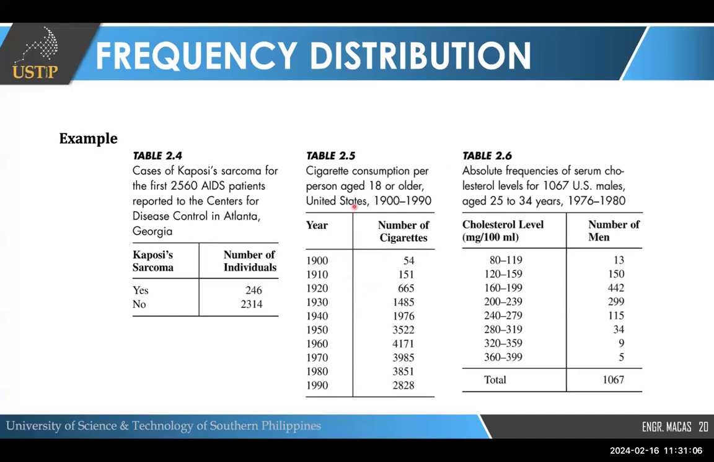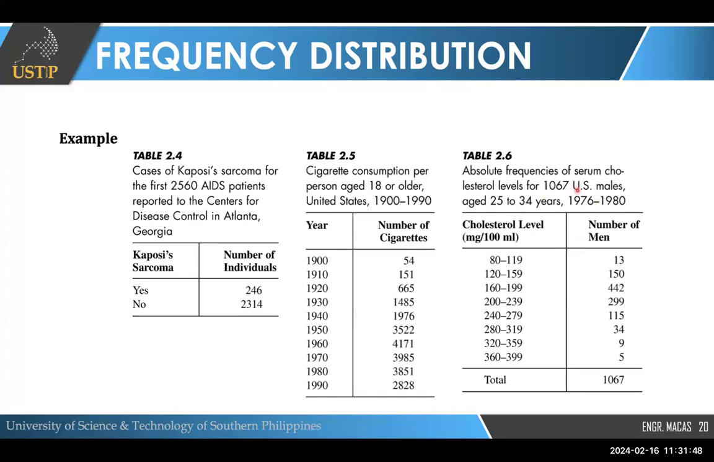Second table, this is the frequency distribution of the cigarette consumption per person aged 18 or older in the US during 1900s to 1990. Okay, so you can also delay the interval since it's small, class. 1900s, 1910, 1920, one by one. And then the number of cigarettes consumed from 18 years old and above, 54, 151, and so on. And then the last would be the absolute frequencies of serum cholesterol levels for 1,067 US males aged 25 to 34 years from 1976 to 1980.